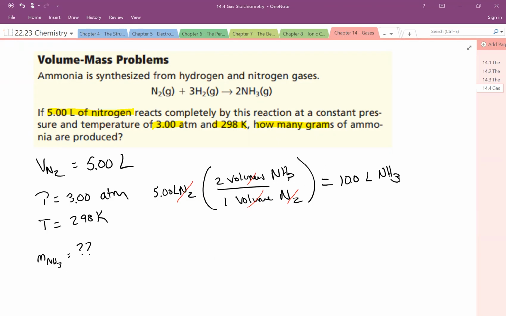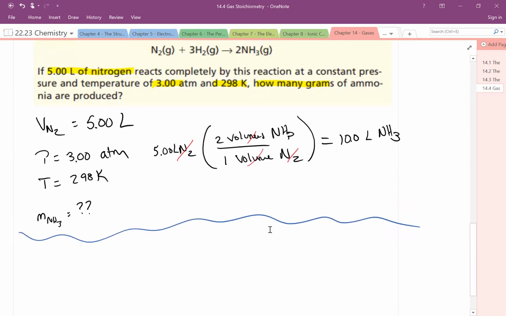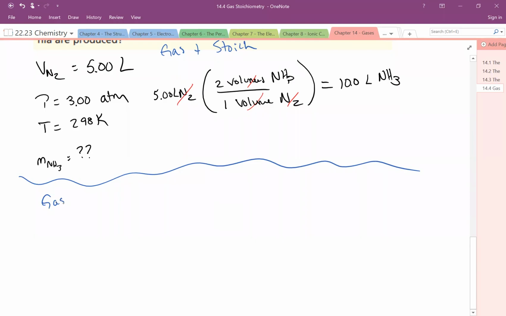Now, I need to determine, if this is the volume of my ammonia produced, what is the actual mass? In order to solve for mass, I'm going to use the ideal gas law. So I'm going to draw a line here and separate this into 2 parts. This was gas plus stoich. And now down here, we're just going to be dealing with gas stuff. So we know we have 10.0 liters of our NH3.